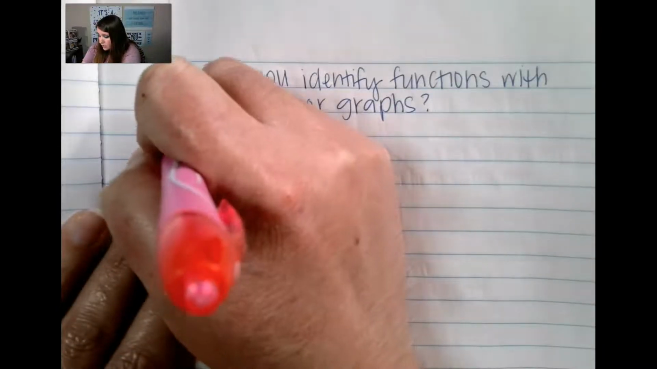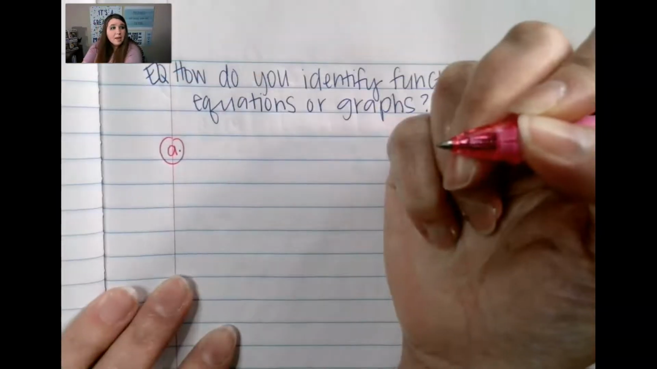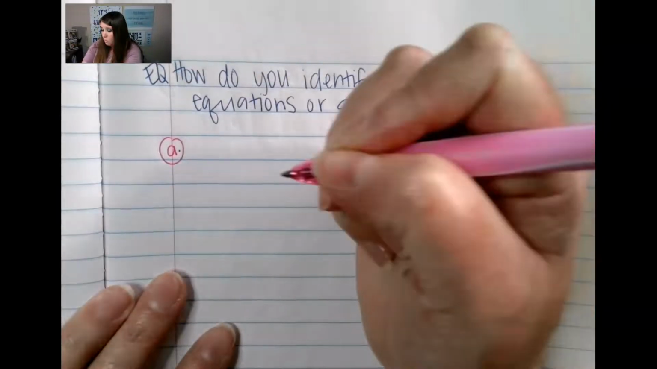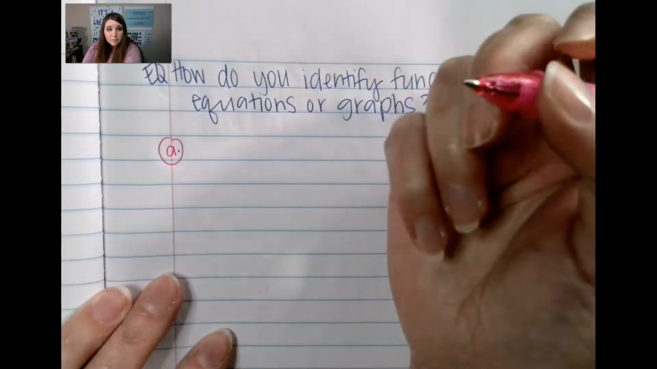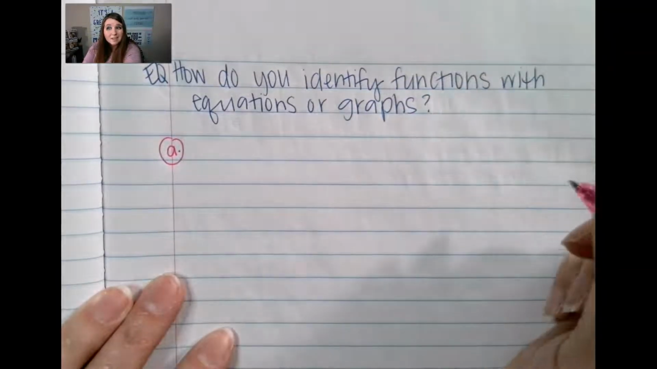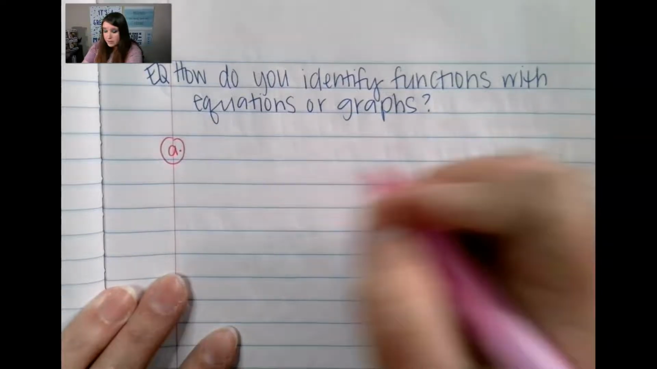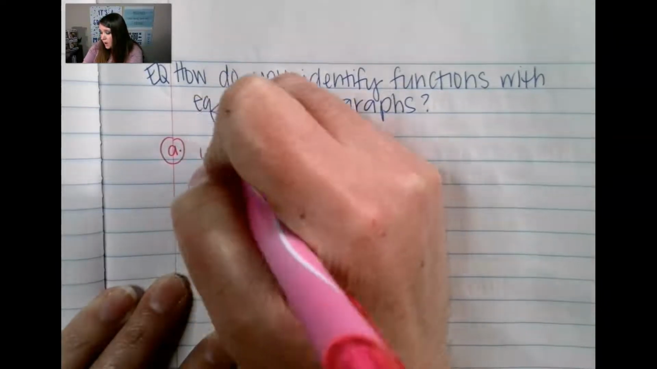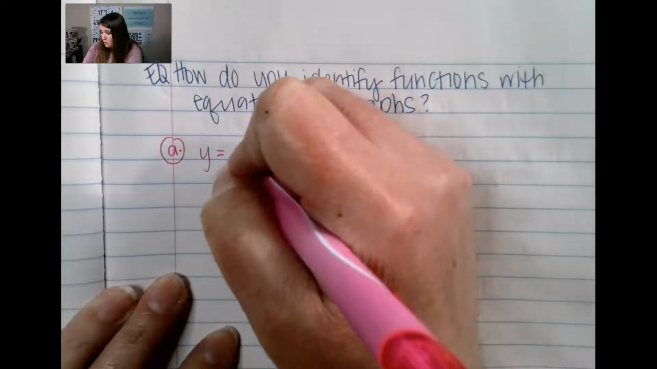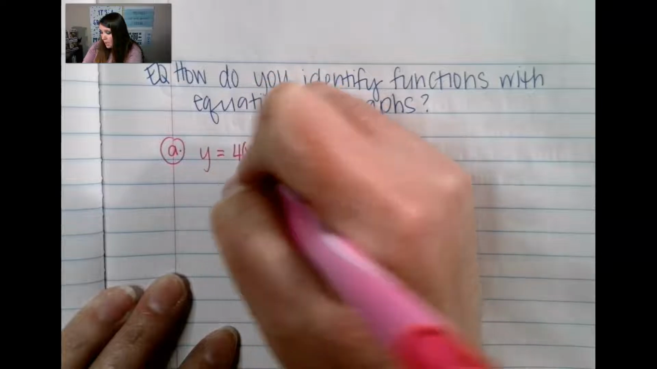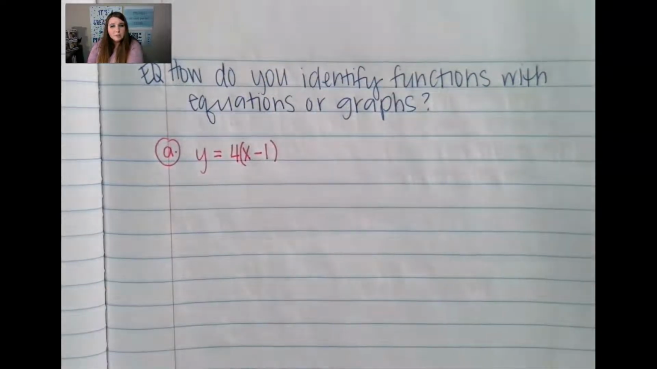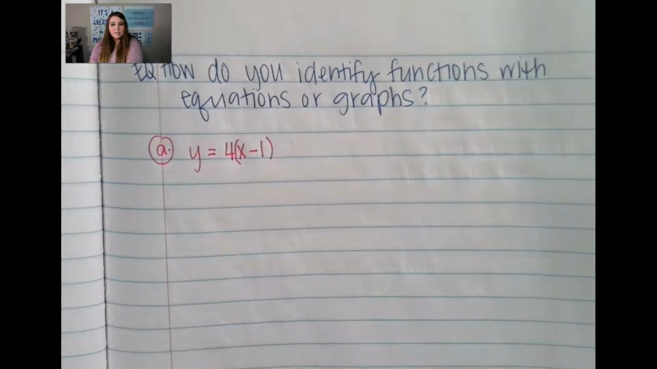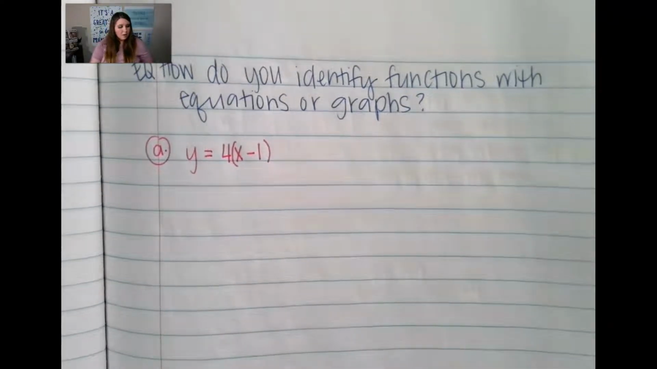So here is your first example, and we're always looking for y equals mx plus b. That will tell us if something is linear or non-linear. Example A says y equals 4 groups of x minus 1. Our job is to determine, is this linear or non-linear?